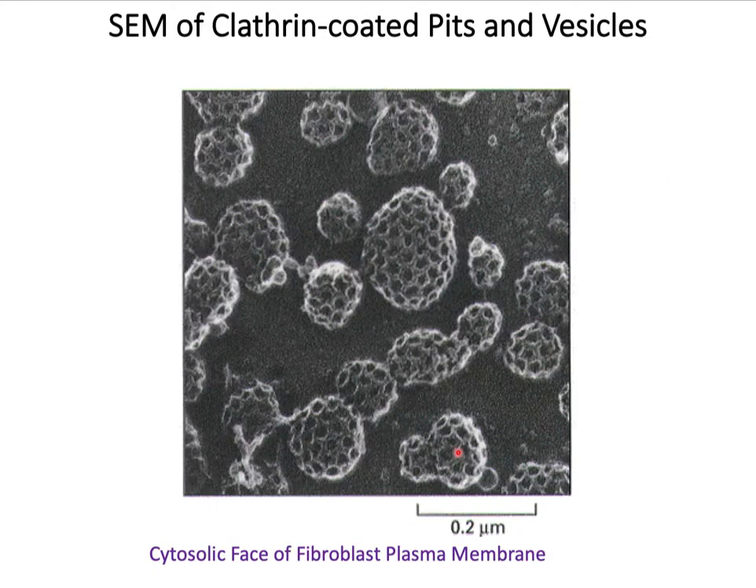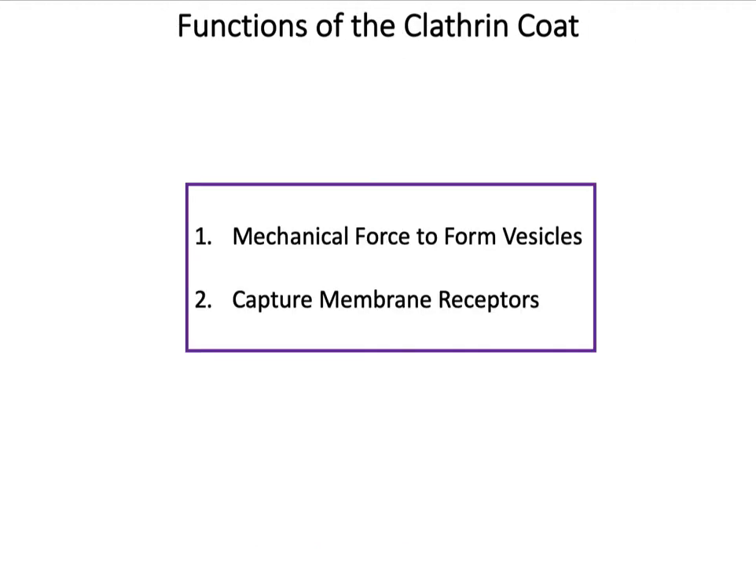So just to give you an idea of how regular these shapes are, here's a scanning EM of clathrin-coated pits and clathrin-coated vesicles. This is a cytosolic face of a fibroblast. Just to orient you, imagine you are standing inside the cell and looking up at the plasma membrane. All these clathrin-coated pits are forming towards you, so that is what you are looking at in this scanning electron micrograph.